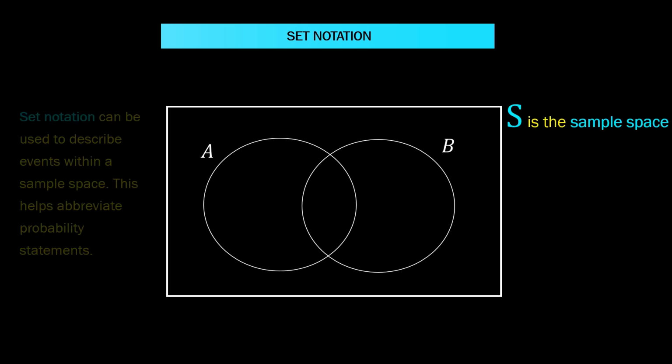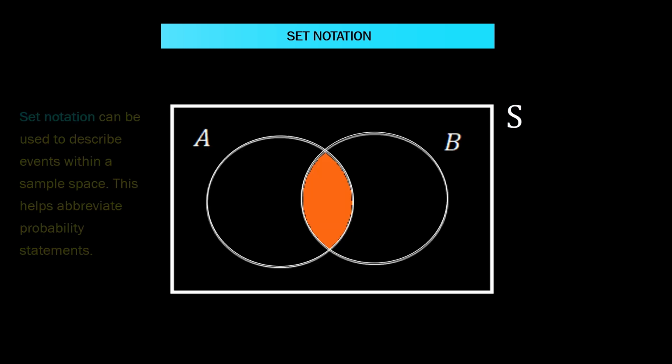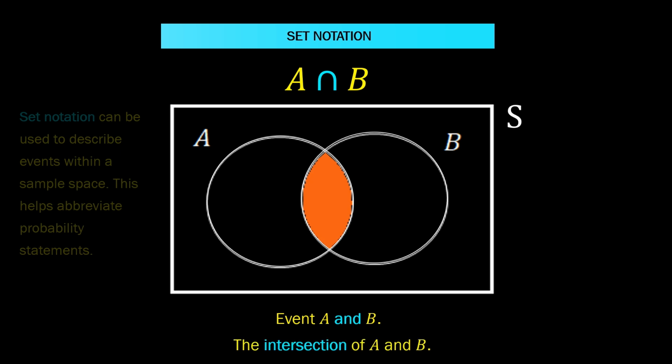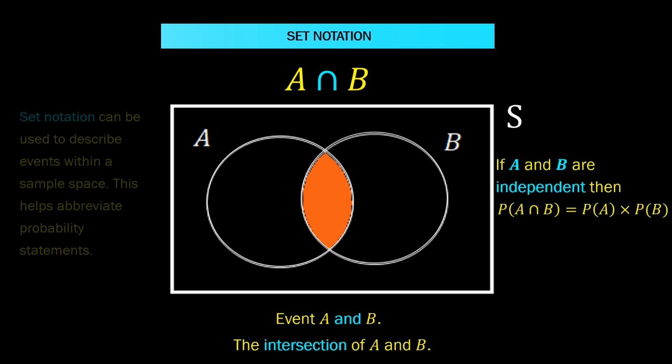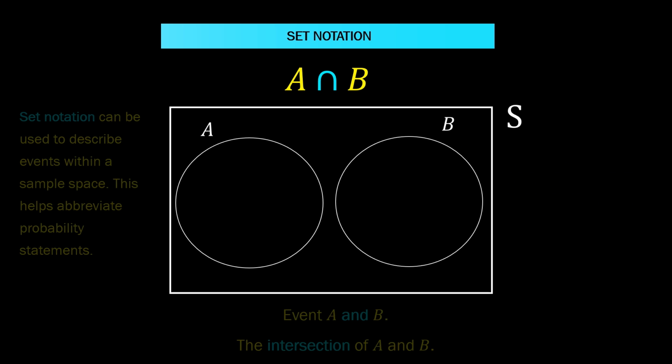So here we have our sample space S. This is the region A intersect B, which means that event A and event B occur. It's also known as the intersection of A and B. If A and B are independent, then probability of A intersect B equals probability of A times probability of B. If A and B are mutually exclusive, then probability of A intersect B equals the empty set.